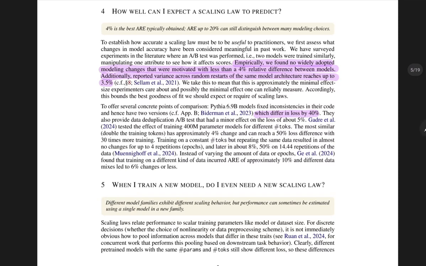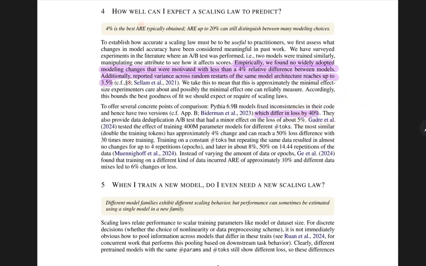Okay. To offer several concrete points of comparison, the 6.9 billion models fixed inconsistencies in their code and hence have two versions, right? Which differ in loss by 40%. Now, just imagine some small inconsistencies that you fixed in the code base, in the data that you have used for training, and you see they differ in loss by 40%. That's a big thing, right? Similarly, they have also data duplication A/B testing that had a minor effect on the loss of about 5%. This still can be ignored. But how would you ignore this, right?